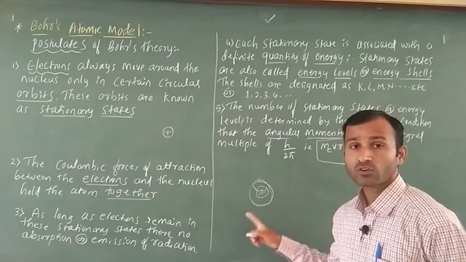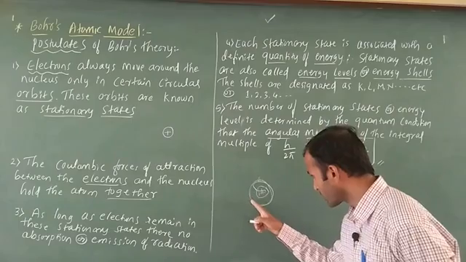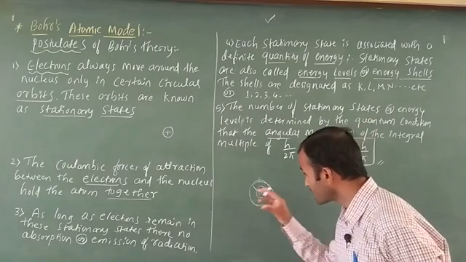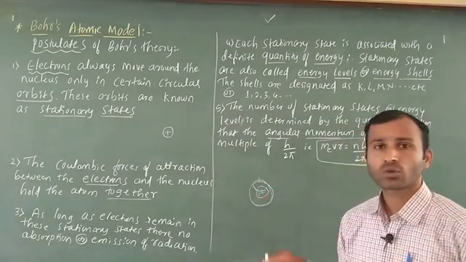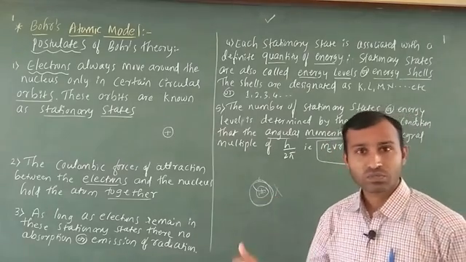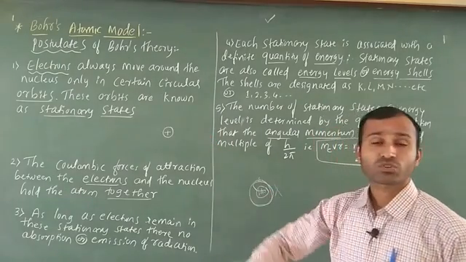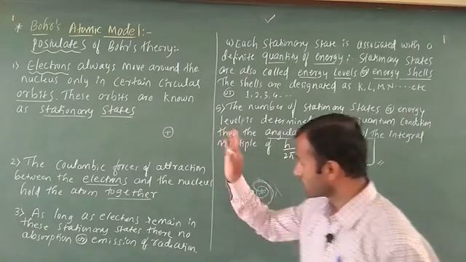This is the main drawback of Rutherford. Rutherford showed that the electron revolving around the nucleus continuously, when it loses energy, directly falls into the nucleus. But this concept is wrong. Why is this concept wrong? We are going to study Bohr's atomic theory. Now listen to Bohr's atomic theory.